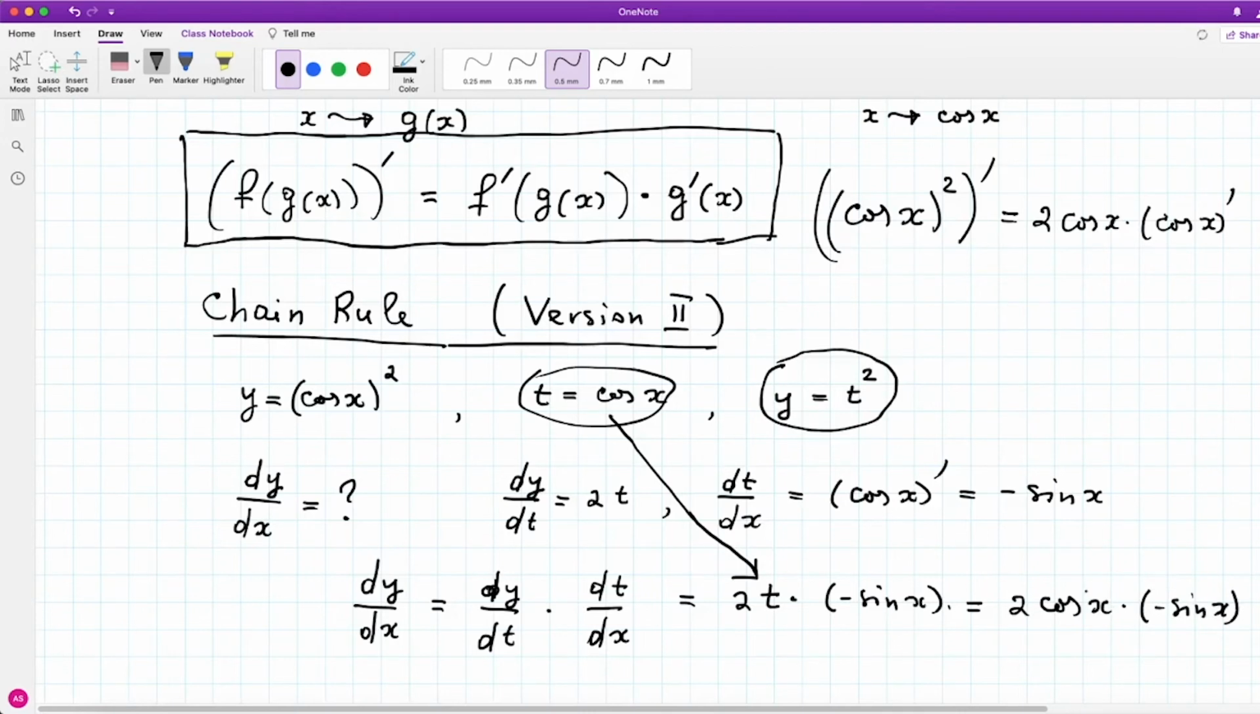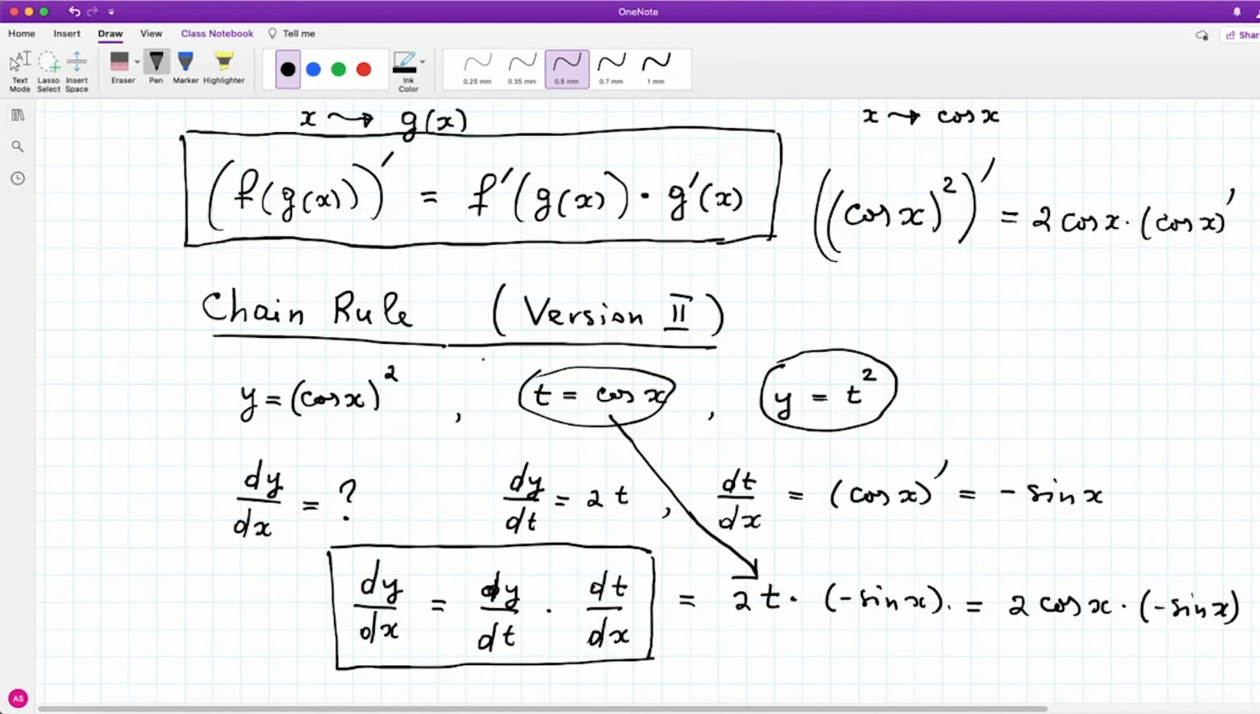Right, and so this is the second version of the chain rule that you will probably see in your textbook. And the advantage of this form is, first of all, that for each of the derivatives, it emphasizes the variable with respect to which we're differentiating. That is something that we don't see in the prime notation for the derivative.